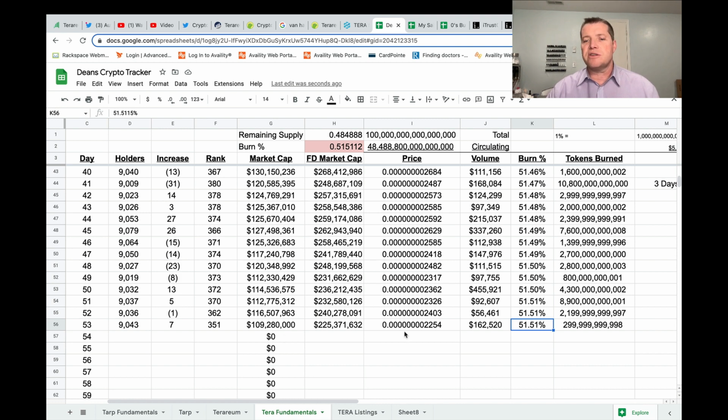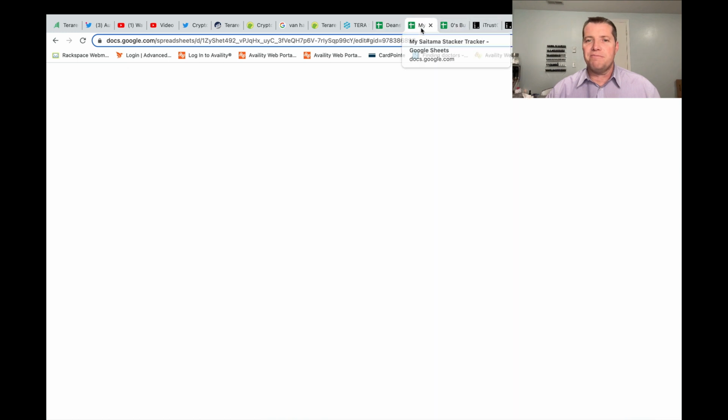Price currently 8 zeros 225. The volume in the last 24 hours, 162,000. The burn still sitting at 51.51, and about 300 billion tokens burned in the last 24 hours. This seems low to me, and it makes me wonder if Etherscan has updated their data, but that's where it sits. All right. Let's jump over into the other spreadsheet and jump into this conversation about the burn.